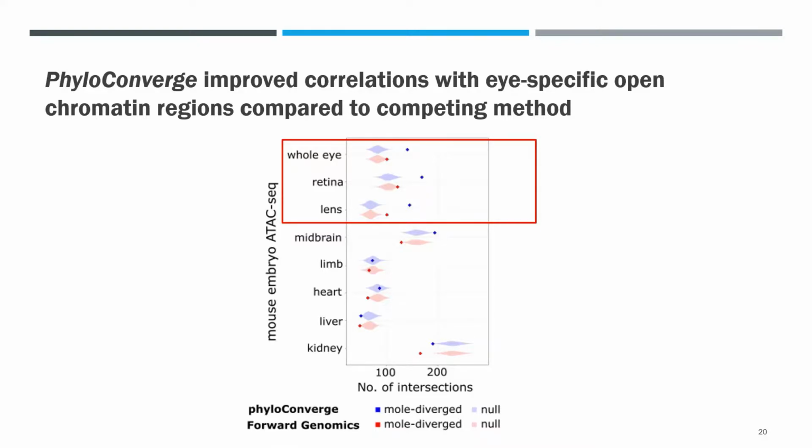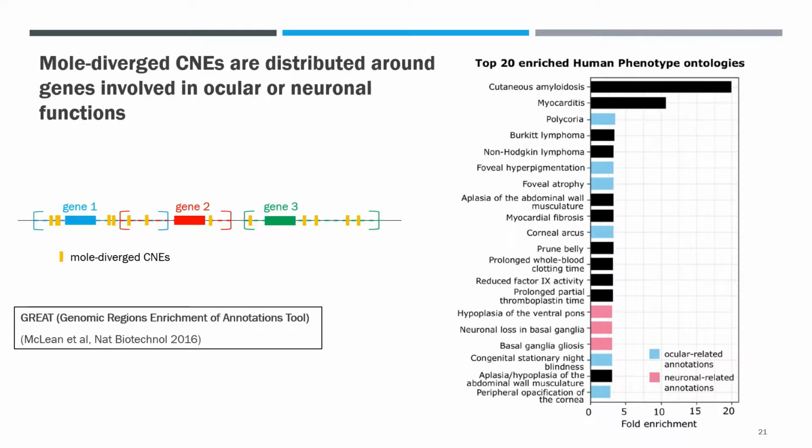And after we identified our mole-diverged CNEs, we then did some functional enrichment analysis to see what functions the CNEs may play a role in. And for that, we use a tool called GREAT. And the results showed that there are 49 human phenotype annotations that are enriched with mole-diverged CNEs. And plotted here are the top 20 of these 49. And we note that these top 20 phenotypes are relevant to the subterranean phenotype. And notably, a lot of them are involved in ocular and neuronal related functions.